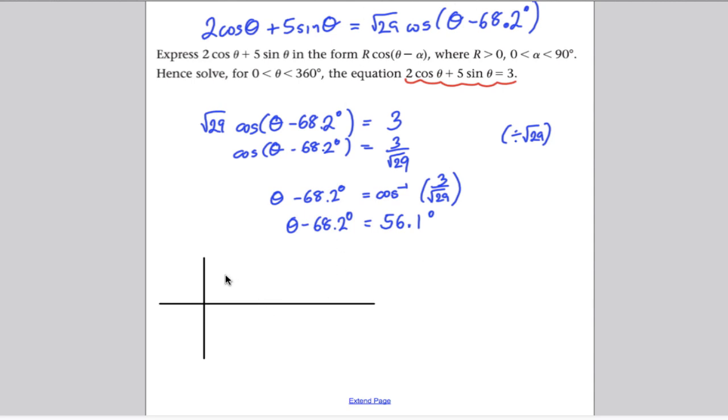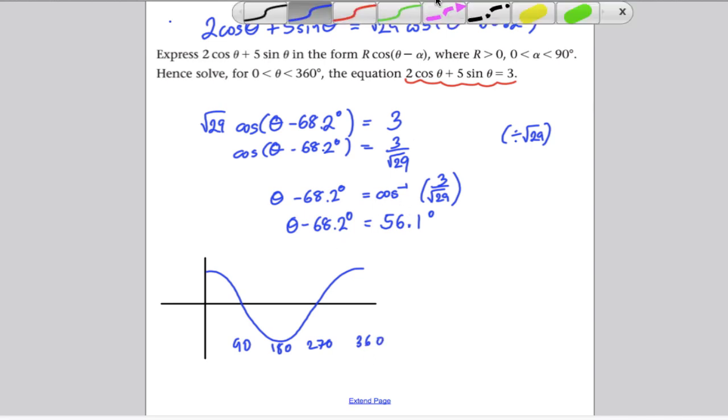You actually extend your range a little bit here to minus 68, because you're going to add 68 at the end. But let's continue with that. So the cos graph looks something like this. This here's 90, this here's 180, 270, 360. And you have found that your answer is 56.1, so it's somewhere here, 56.1.